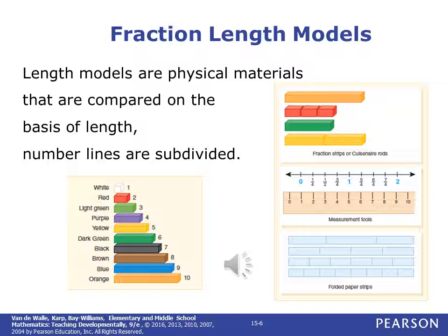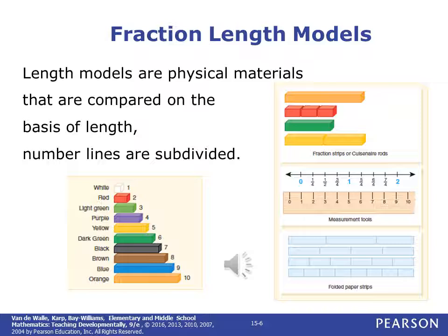With length models, lengths or measurements are compared instead of areas. And you can use either physical materials, which you would compare on basis of length, or number lines, which could be subdivided. Cuisenaire rods are an excellent tool to use as a fraction length model. I really like Cuisenaire rods. They're wooden rods, and they're all related because they increase in length by 1 unit if they're stacked with each other. And you can kind of see that on the screen there.